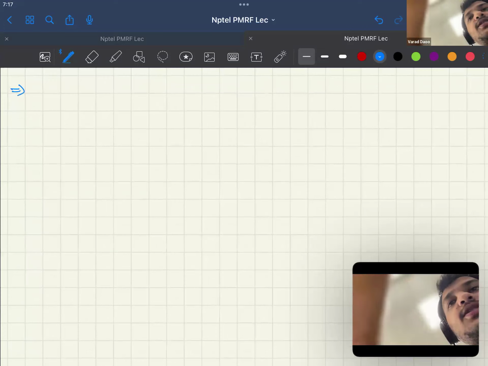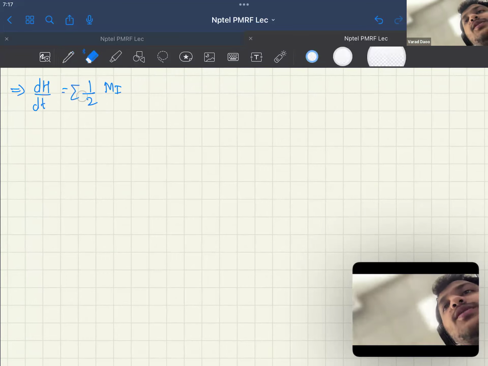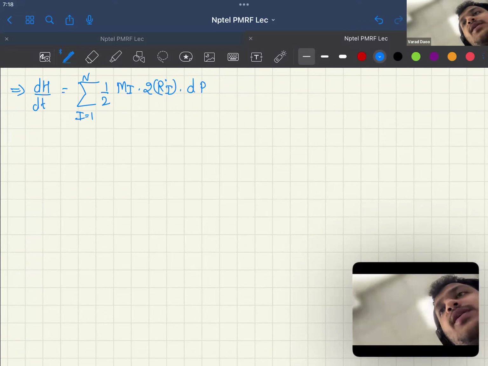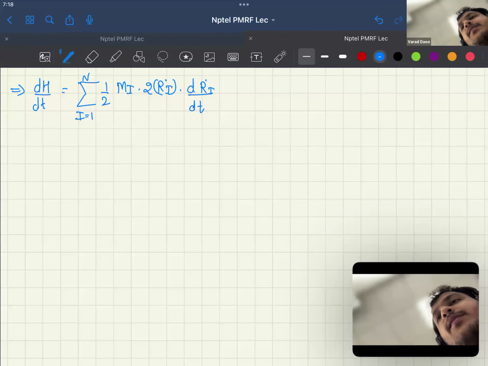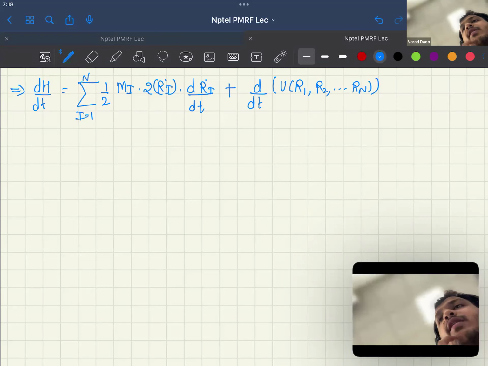This tells us that dH by dt is equal to half of mi. Let me rewrite this: summation i equals 1 to n half of mi into 2 times ri dot multiplied by d of ri dot by dt, plus d by dt of U of r1, r2, up to rn.